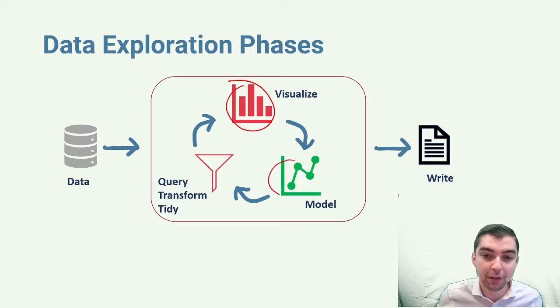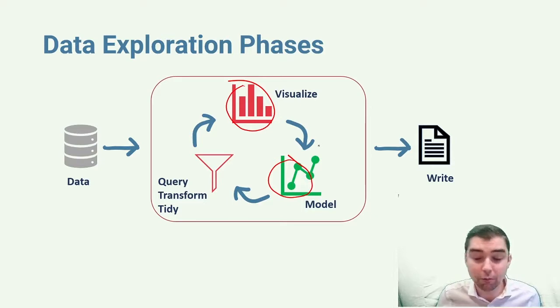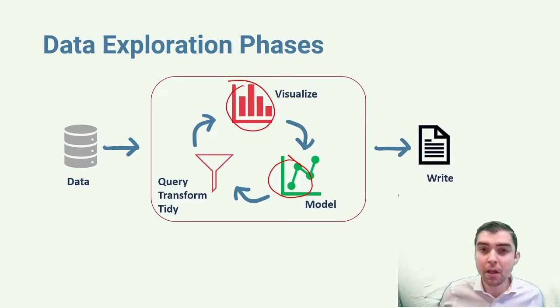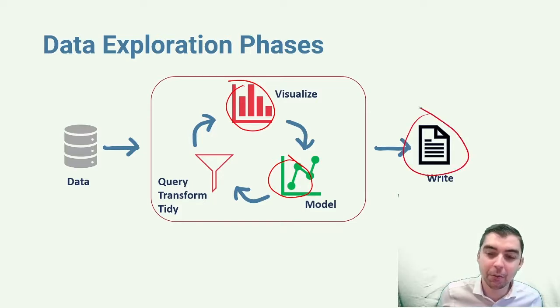Then you'll fit various statistical models. Sometimes you'll notice things that are not quite as you expect on the model, so you'll go back to the data, make some changes, refresh the data. Then, when you begin to run out of time, you will transition into writing everything down into your report.